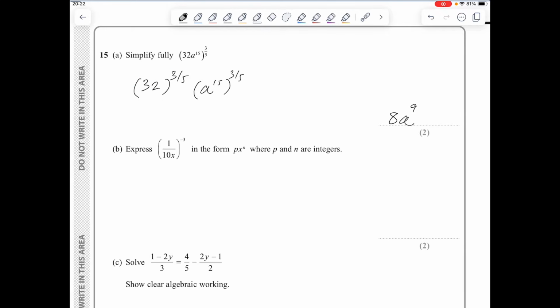Part B, negative power, that's the first thing I'm going to handle. I'm going to flip the fraction, 10x over 1 to the power of positive 3. Now, as above, this is like saying 10 to the 3, x to the 3 over 1 to the 3, which will give me 1000x cubed over 1. No need to write that.